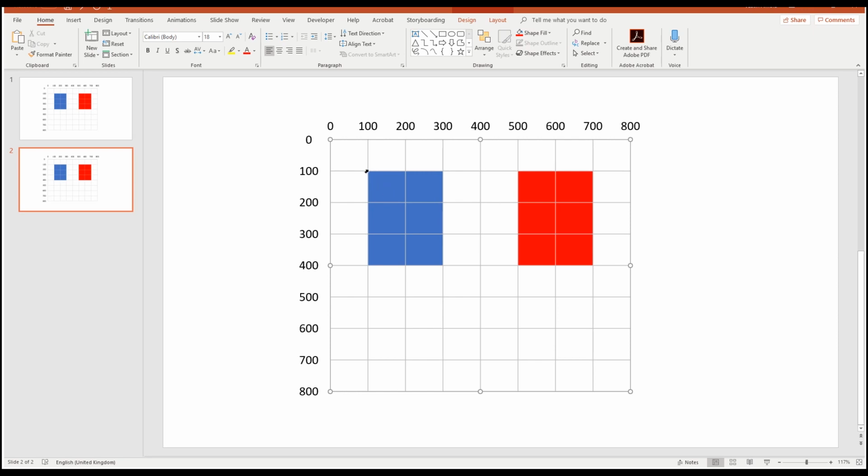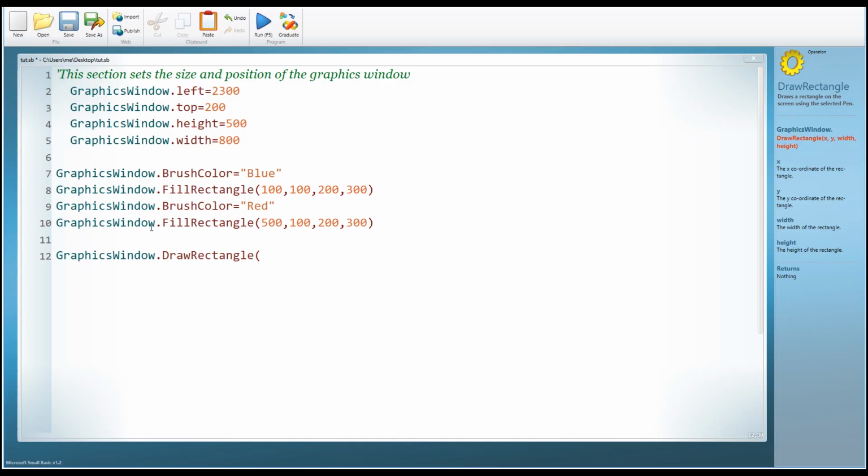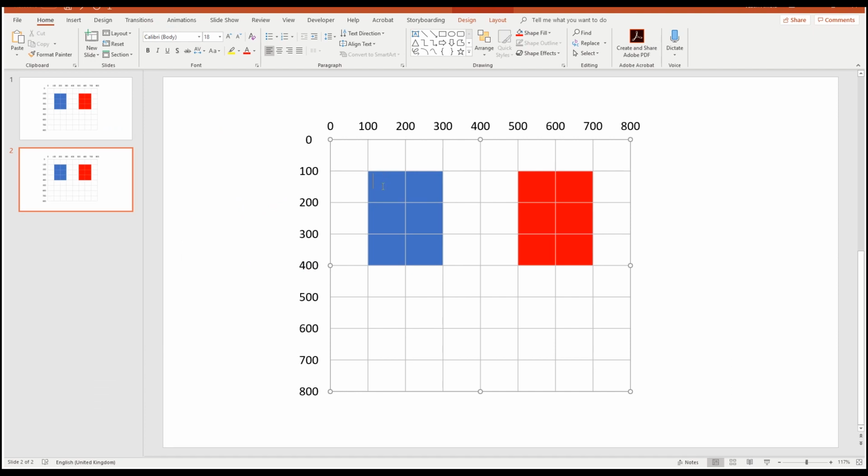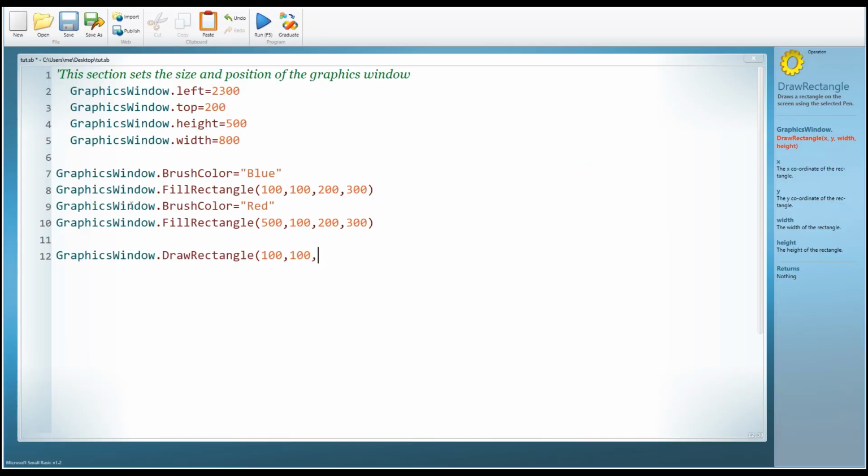So the top left corner is this point here, which is 100 by 100. So let's put in those coordinates there, 100 by 100. And now we want the full width of the whole flag. So that's 1, 2, 3, 4, 5, 600. So it's 600 across by 1, 2, 300 down. So 600 by 300. Let's put that in there.